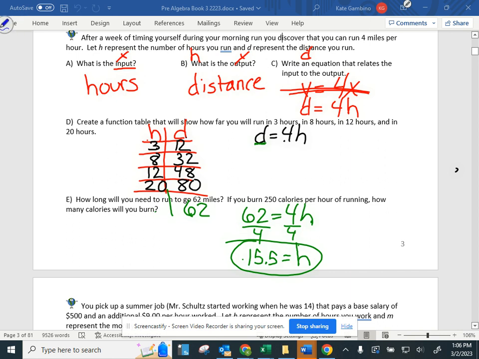I was asking if the green's going on the B question. This is my answer for this question. How long will you need to go? How long do you run for 62 miles?